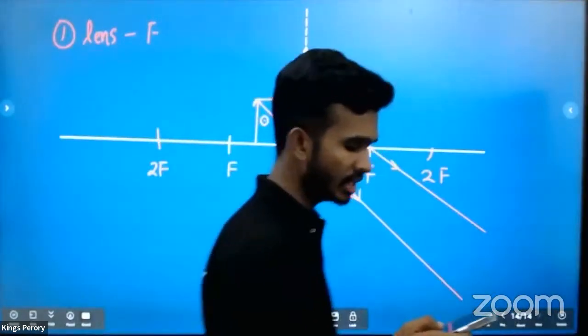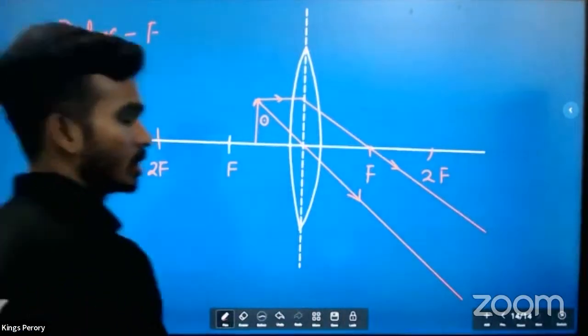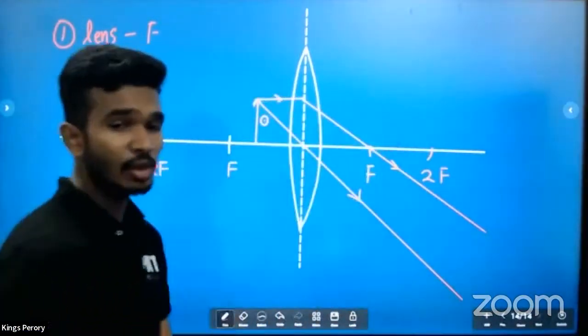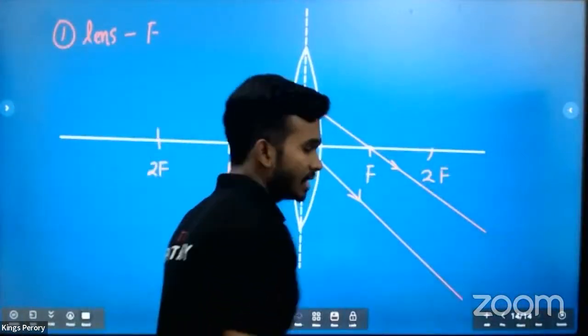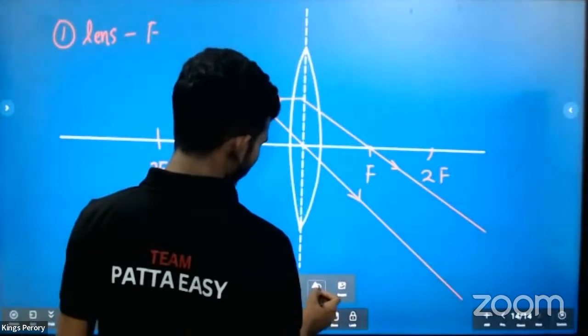Any meeting point this side? Can you see? Now, same like that, concave mirror. If they are not meeting this side, we extend it from the other side. There you go. Now extend it.